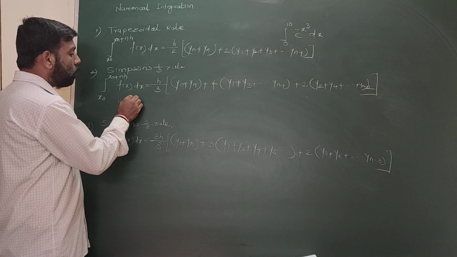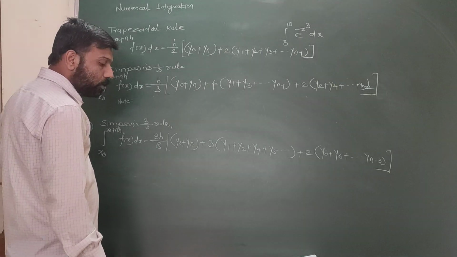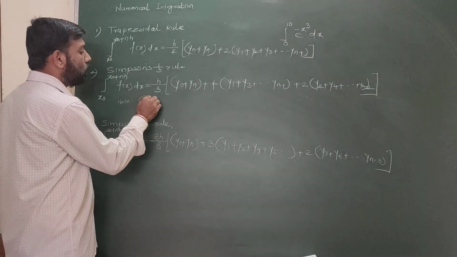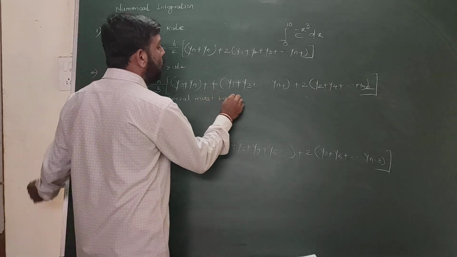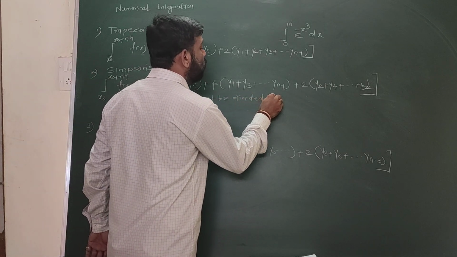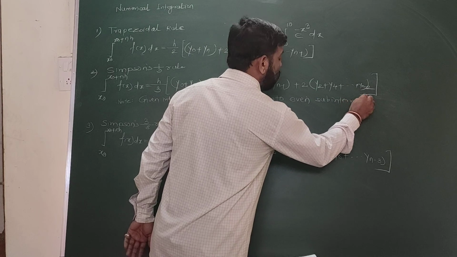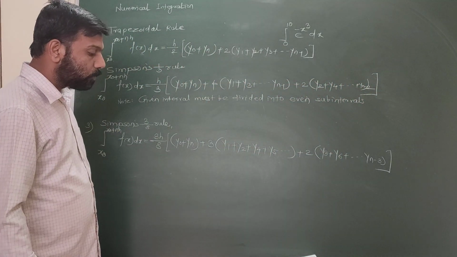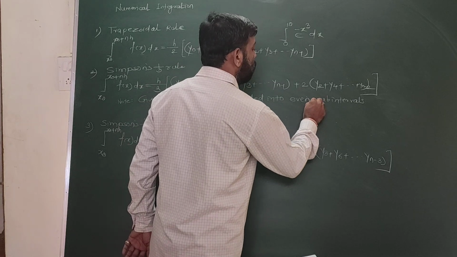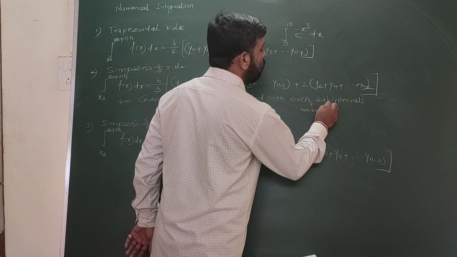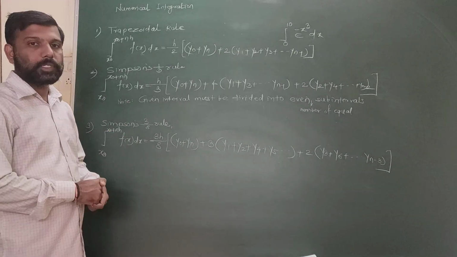One note for Simpson 1/3 rule is that while applying it, the given interval must be divided into an even number of equal subintervals. So this is one note regarding the Simpson 1/3 rule.